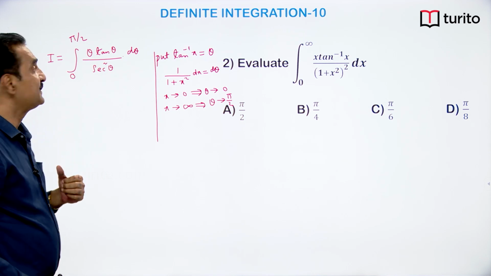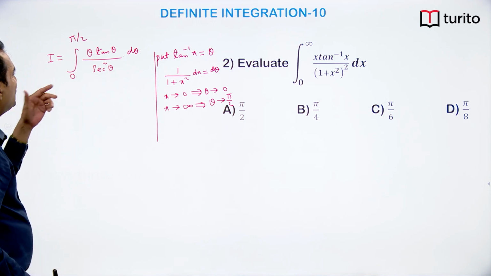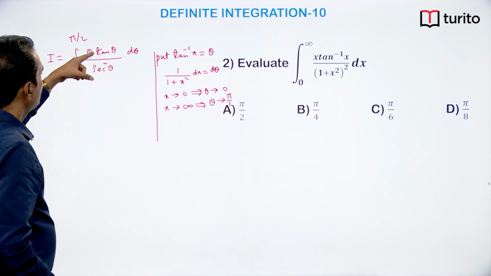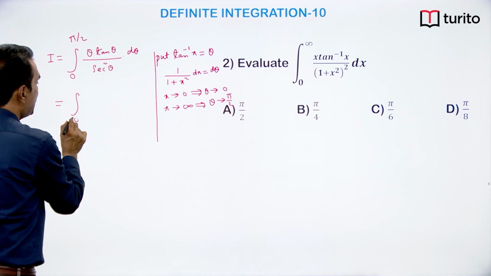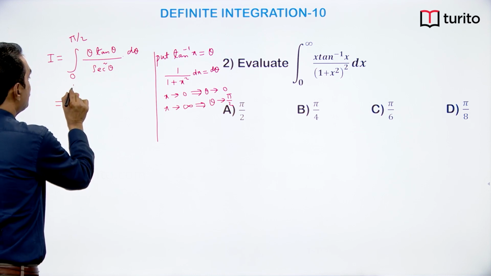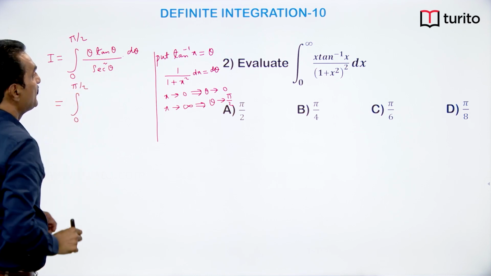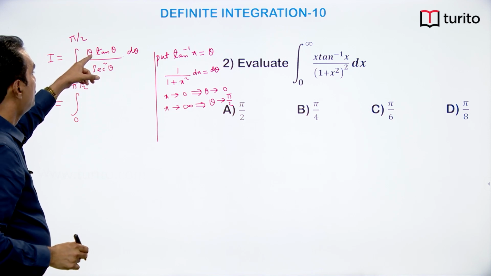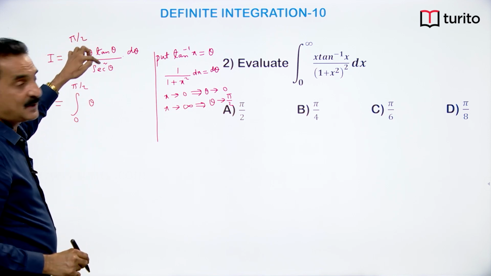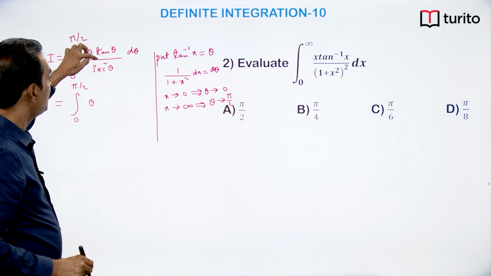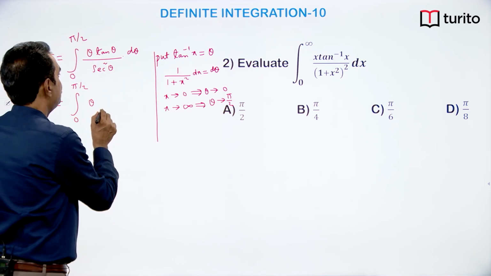Now, how to integrate it? If we simplify, it becomes the integral from 0 to pi by 2 of theta into, if you write this as sin theta by cos theta, then you will get sin theta cos theta.